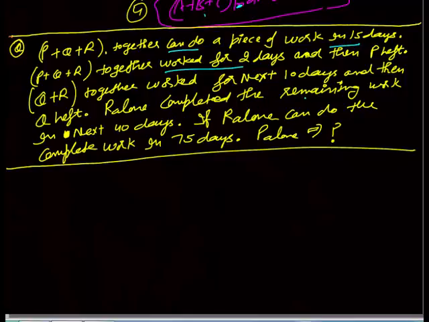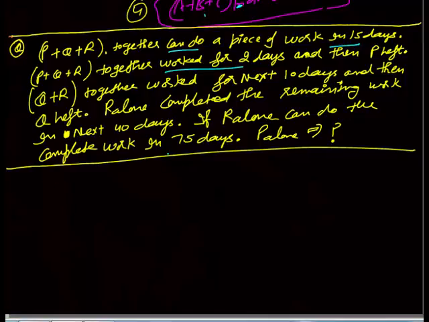The question says that if R alone can do the complete work in 75 days, in how many days will P alone do the work? Now this question first of all appears to be very difficult. As you can see, there are 4 to 5 lines, but these questions, especially in time and work, seem lengthy but are quite easy. Let's see how we can solve this question in less time using the logical method.